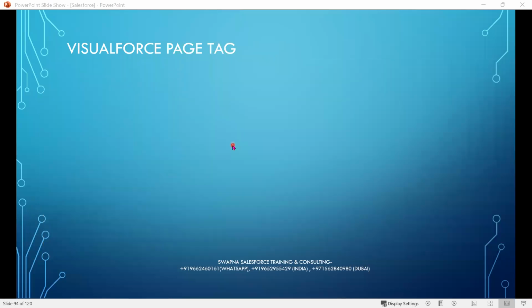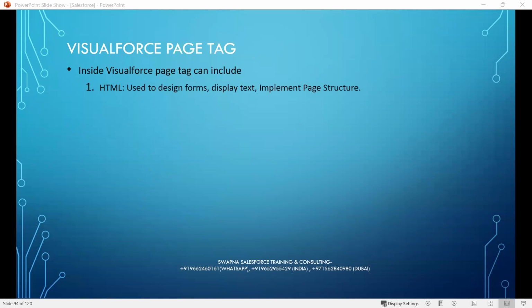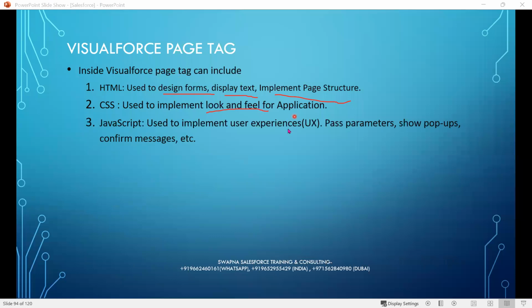Let's see Visualforce page tags. To develop a Visualforce page, we can use tags inside the Visualforce page. In a Visualforce page, we can use HTML, CSS, and JavaScript. HTML is used to design forms, display text, and implement page structure. CSS is used to implement the look and feel of the application. JavaScript is used to implement user experience, pass parameters, show pop-ups, and confirm messages. So HTML, CSS, and JavaScript can be used within the open apex page and close apex page tags.